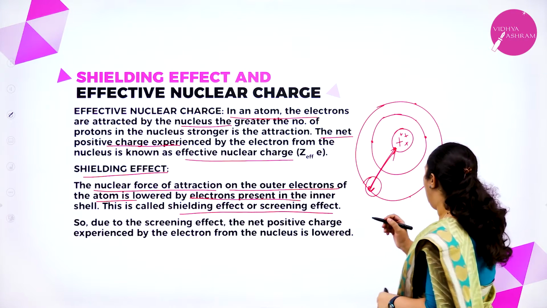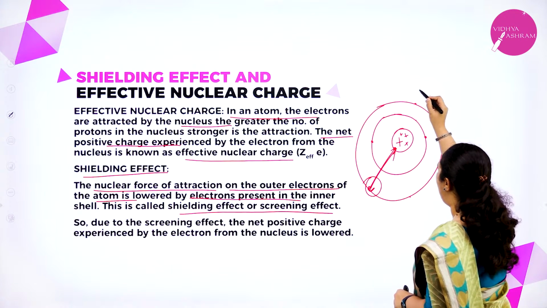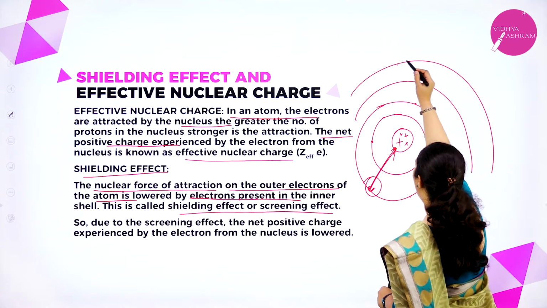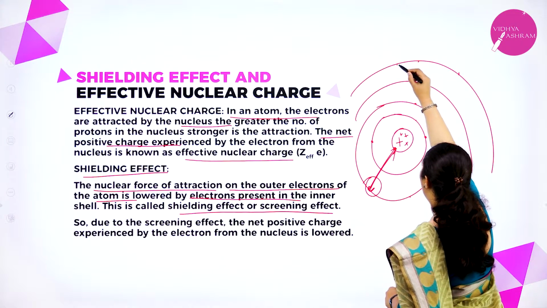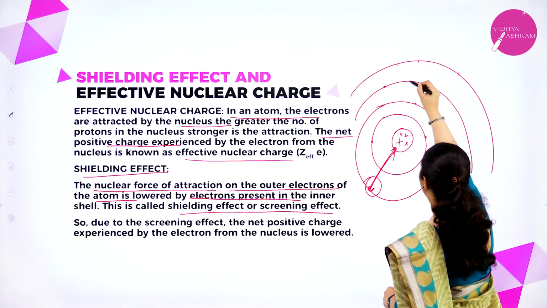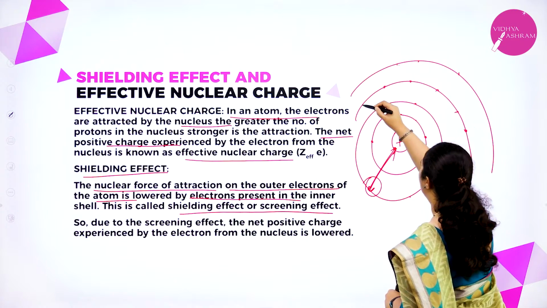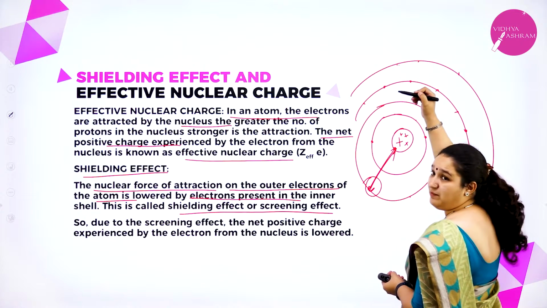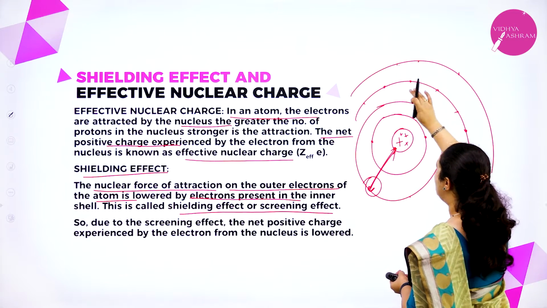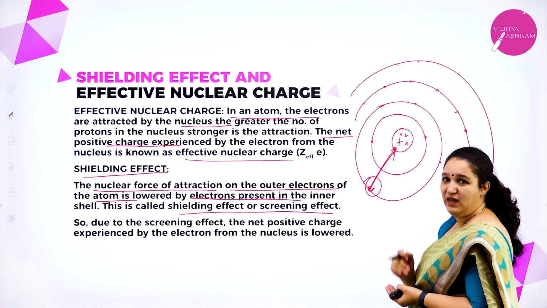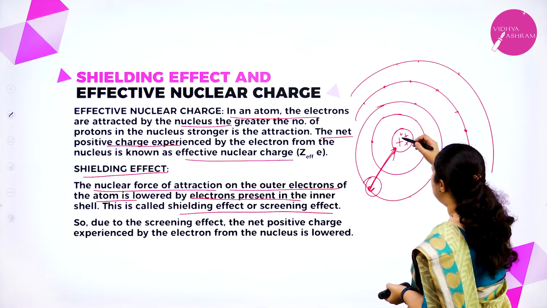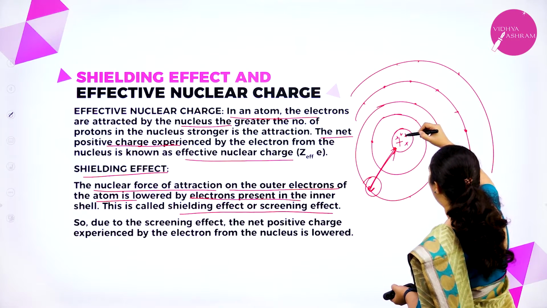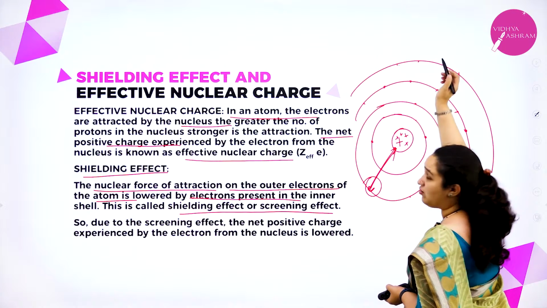See, this is the nucleus and I will consider these are the other orbitals which are present. So I have 2 or 3 electrons in the outermost orbital, and the innermost has got some 10 electrons, for example. This is the valence shell, this is the penultimate shell, just one shell before the outermost shell. Now what happens is, the protons, because of the inner electrons, will not be able to attract the outermost electrons.